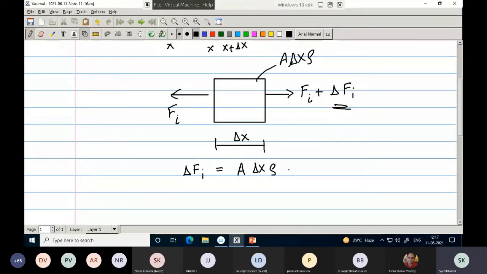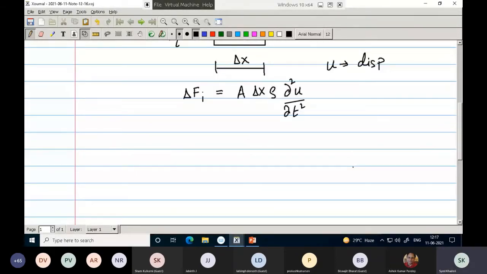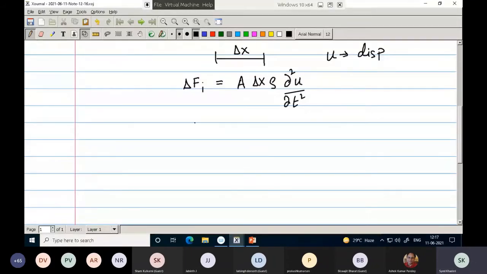The acceleration is d squared u by dt squared, where u is my displacement. Now, as usual, we follow the trick. We say that these elements are very small, so we can rewrite this as dF internal by dx equals area times density times this acceleration.